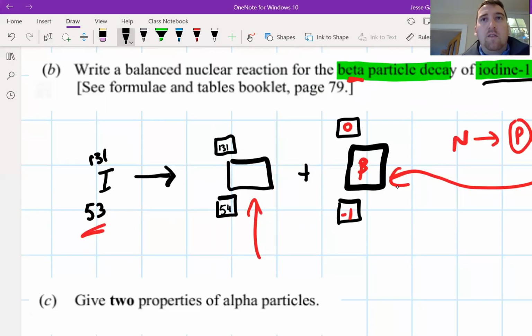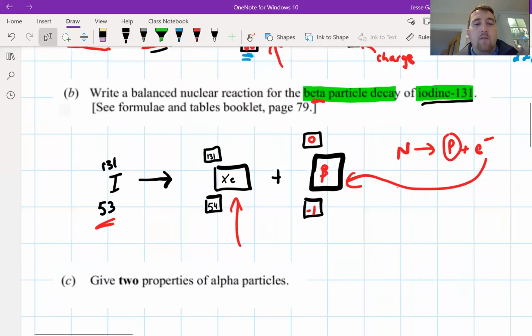And the new element, if you look it up, what's the element with the atomic number 54? If you didn't know to do that already, go pause the video and do that now. All right, so hopefully you got that the new element is xenon, Xe. Well done if you got that right.